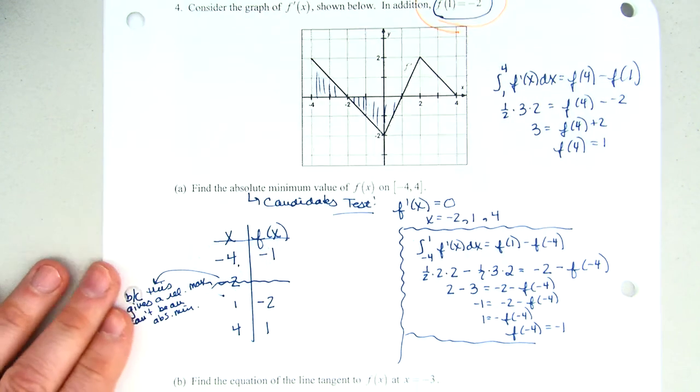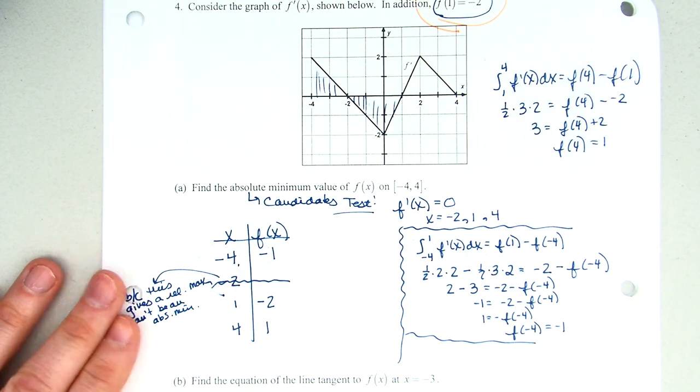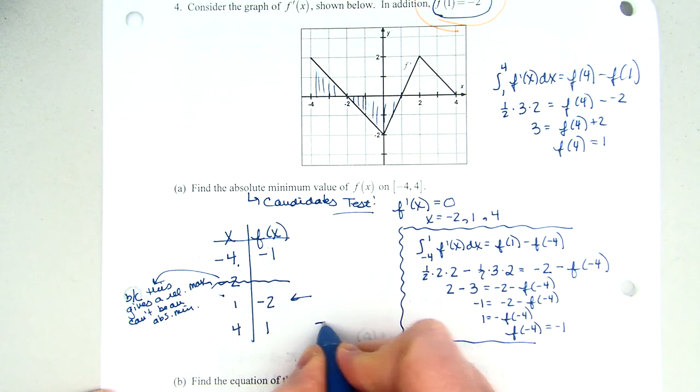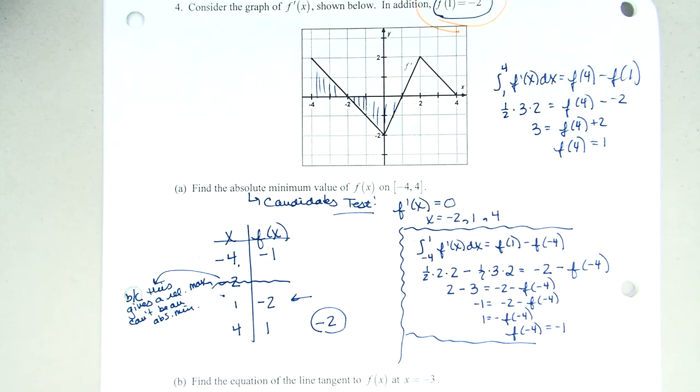I wanted to know the absolute minimum value. That means the y value. That means the f of x value. What's my lowest value? Right over there. My absolute minimum is negative 2.